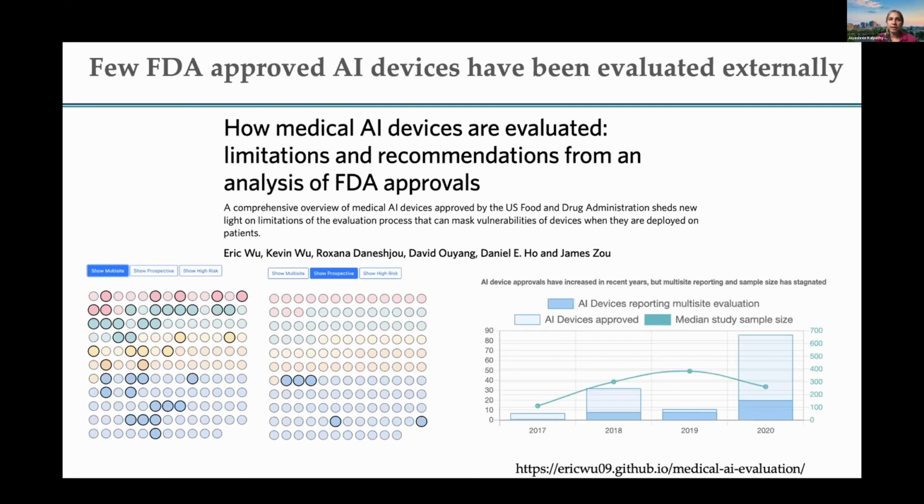There was an interesting work that looked at how the FDA, which is the US organization that looks at certifying or getting models stamped for approval, how many of them actually used external data sets, how many of them did prospective studies. This is a living document, a living website where as new models come on board, they keep it updated. But you can see that not a lot of them have external data sets or prospective validation.